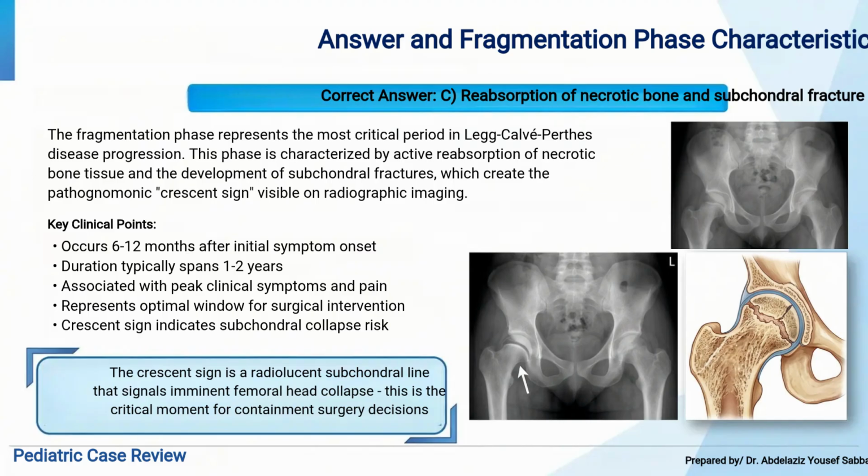Key clinical points. This phase occurs 6 to 12 months after initial symptom onset, and its duration typically spans 1 to 2 years. It is associated with peak clinical symptoms and pain, and it represents the optimal window for surgical intervention. The crescent sign indicates subchondral collapse risk. Remember, the crescent sign is a radiolucent subchondral line that signals imminent femoral head collapse, and this is the critical moment for making containment surgery decisions.